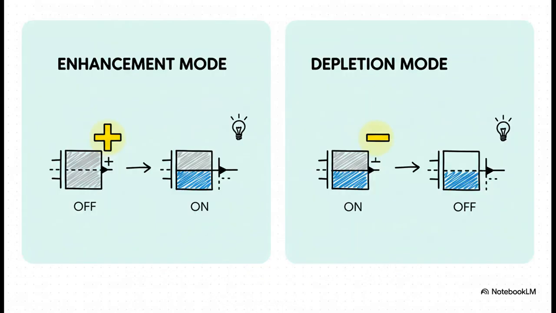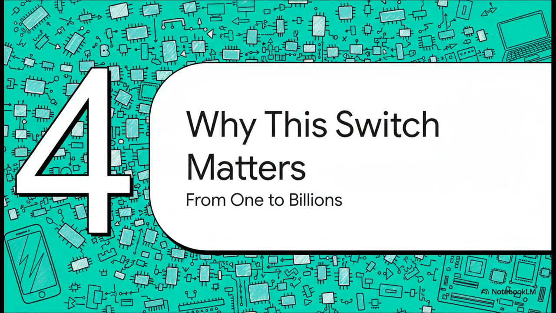And there's just one more little detail. The kind of MOSFET we've been talking about is called enhancement mode. Think of it as normally off. You have to apply a voltage to enhance it and turn it on. But there's another type called depletion mode, and you can probably guess. It's the exact opposite. It's normally on, and you actually have to apply a voltage to turn it off by breaking that channel.